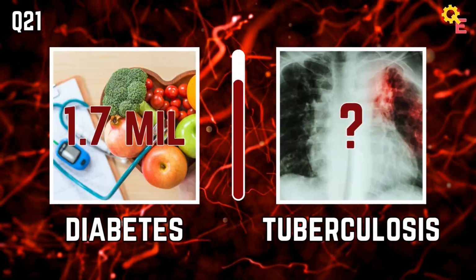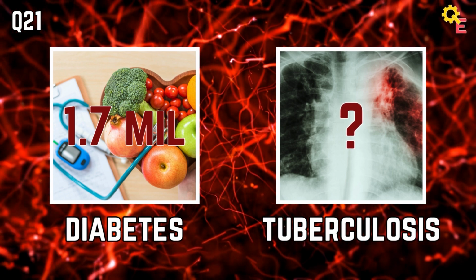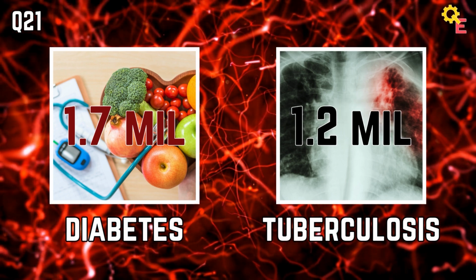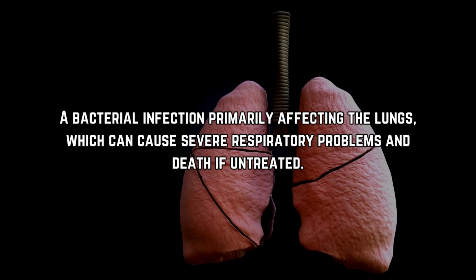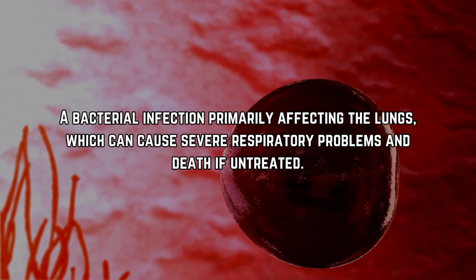For question 21, we have diabetes versus tuberculosis. The answer is lower. Tuberculosis is a bacterial infection primarily affecting the lungs, which can cause severe respiratory problems and death if untreated.